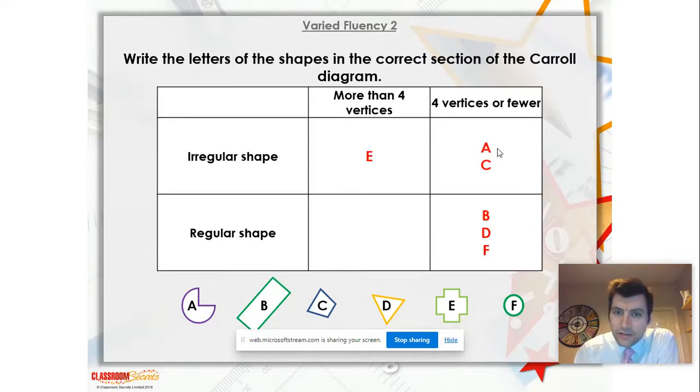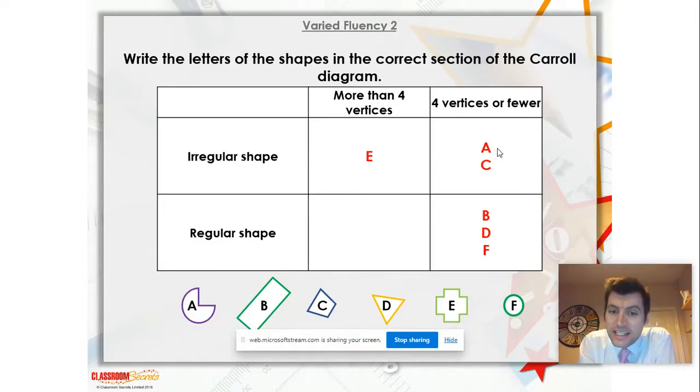Well done if you've worked through that. We can see that E has in total 1, 2, 3, 4, 5, 6, 7, 8, 9, 10, 11, 12 sides, but it's irregular because the little bits that are cut in are shorter, those vertices, than the longer outer sides. We can see that A and C have 4 or fewer vertices, so 4 or fewer corners, and also they have not equal sides, so they're irregular.